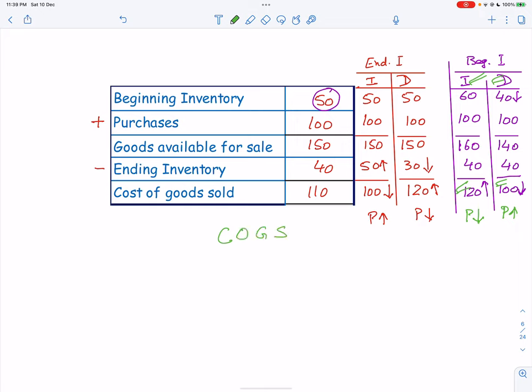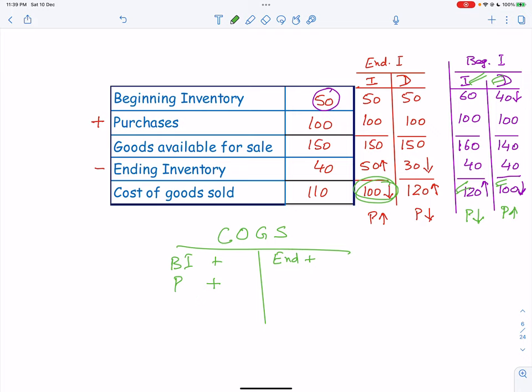Cost of goods sold, let us make a T account. So increase in beginning inventory will increase the cost of goods sold. Same is the case with purchase as well, because purchases and beginning inventory are added, and if the ending inventory increases, the cost of goods sold is going to decrease. You can see the relation over here.